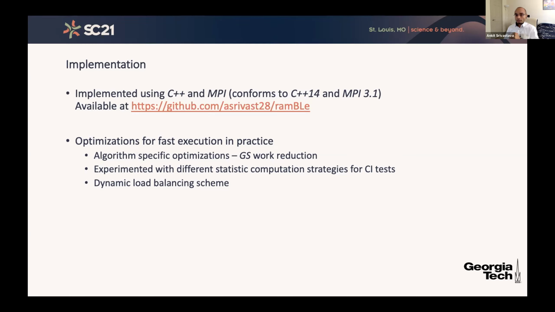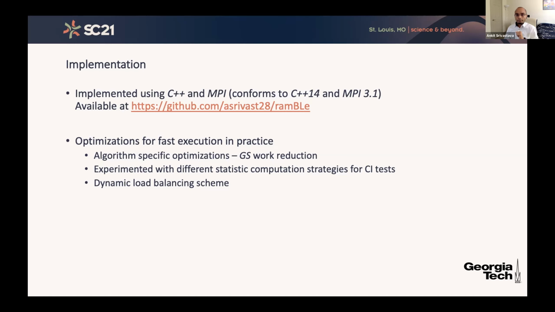We also experimented with different statistic computation strategies for conducting these conditional independence tests, because that's one of the most computationally expensive parts of this whole process. And we also implemented a dynamic load balancing scheme, which used the fact that we could move the C scores, or the tuples in the C scores, around to fix the load imbalance.